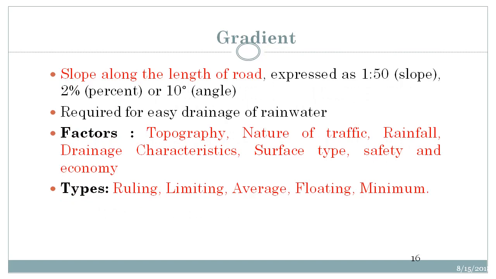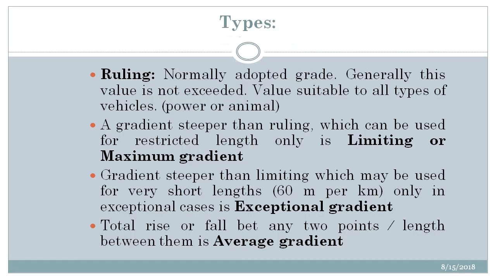Gradient is the slope along the length of road, expressed as 1:50, slope, or in 2% or 10-degree angle. Required for easy drainage of rainwater. Factors: topography, nature of traffic, rainfall, drainage characteristics, surface type, safety, and economy. Types: ruling, limiting, average, floating, minimum. Types of gradient are as below.